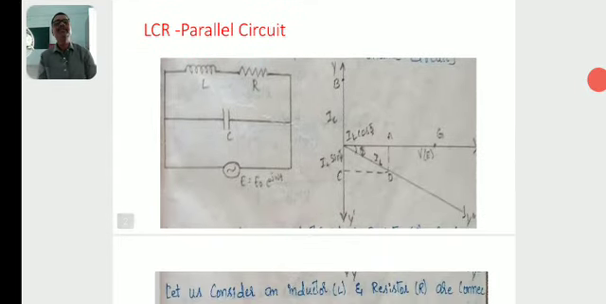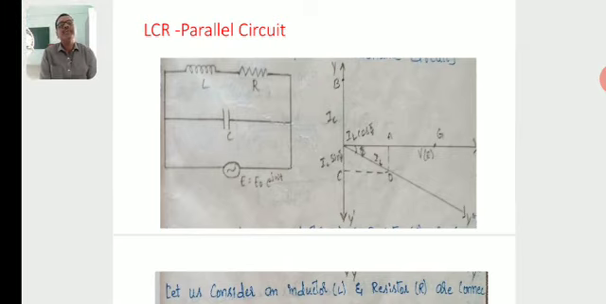Just look at the LCR parallel circuit. That means inductor, resistor, and capacitor are connected in parallel with an AC source of EMF E equal to E naught e to the power of j omega t, as shown in the figure. The left side of the diagram shows the circuit. On the right side is the phasor diagram, the representation of current and voltage.